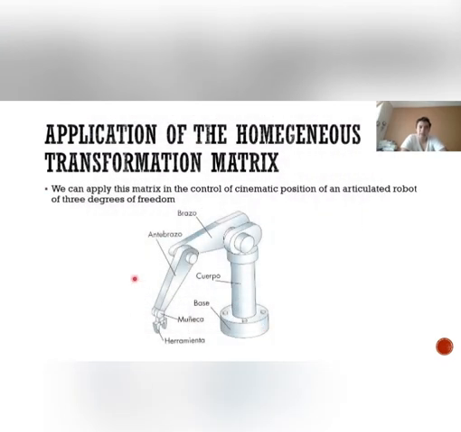And finally, I investigated that an application of the homogeneous transformation matrix is that we can apply this matrix in the control of kinematic positions of an articulated robot of 3 degrees of freedom. And this is an image of an example of an articulated robot of 3 degrees of freedom.